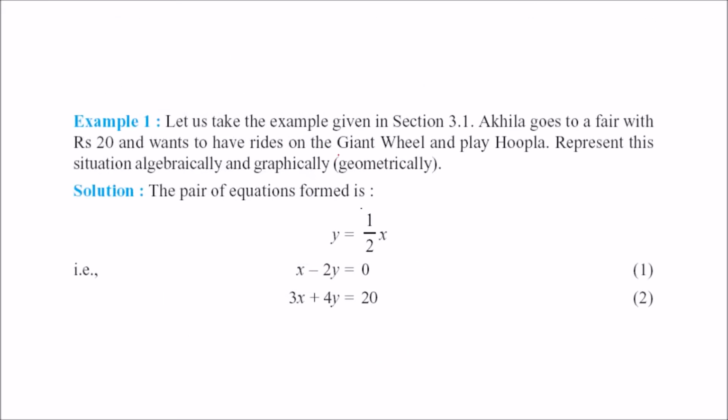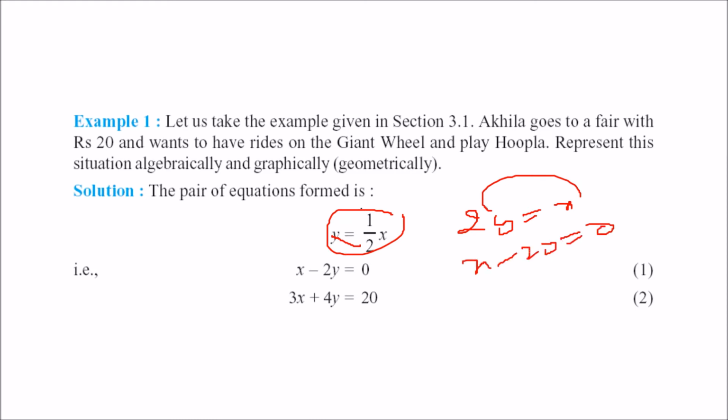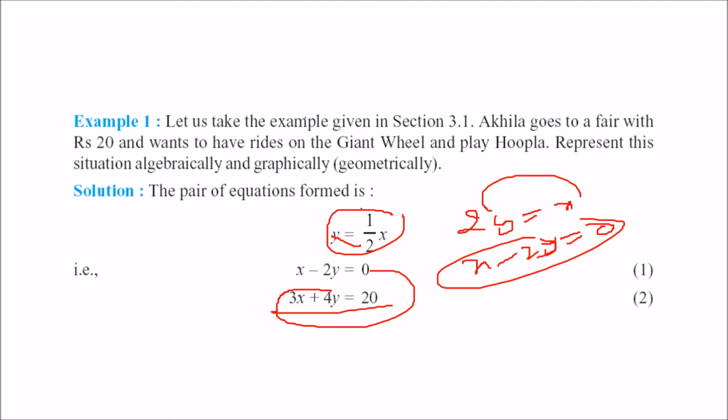So now let us get back to Akhila's problem. Akhila: y is equal to x by 2. Take 2 on the left hand side, so 2y is equal to x. Shift this 2y to the right side. This will be x minus 2y equal to 0. Then 3x plus 4y equal to 20. This we have already seen. These are two equations. Let us solve them.